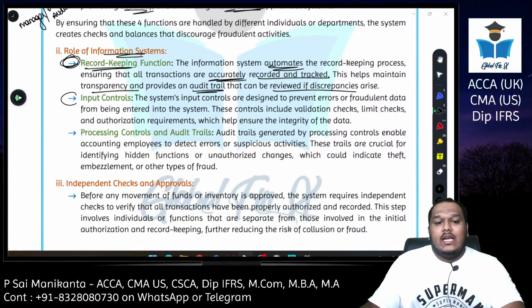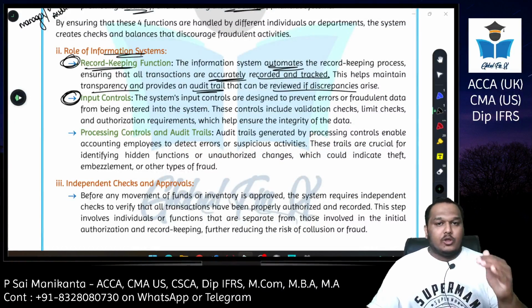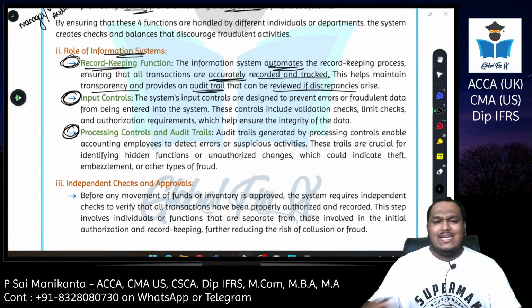Second one is input controls. We already discussed input controls, processing controls, and output controls in detail.